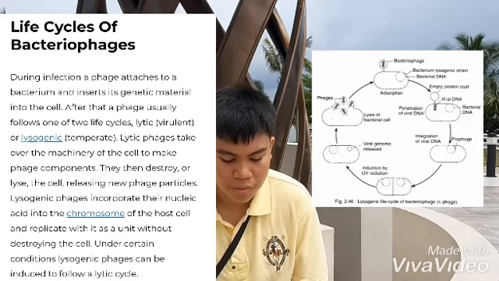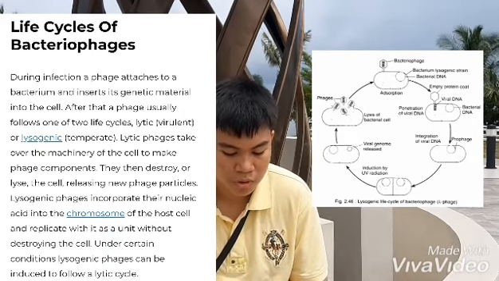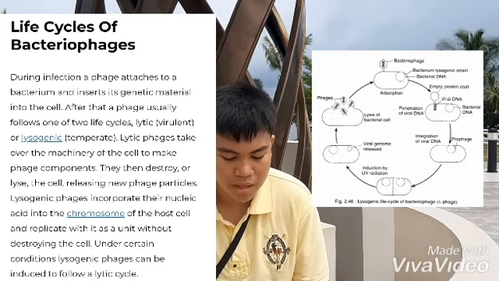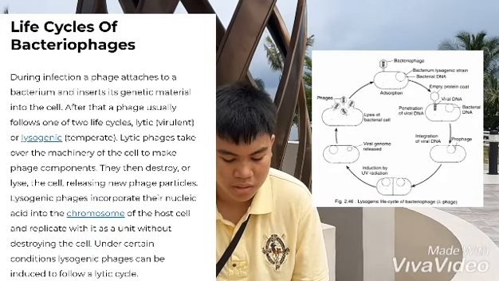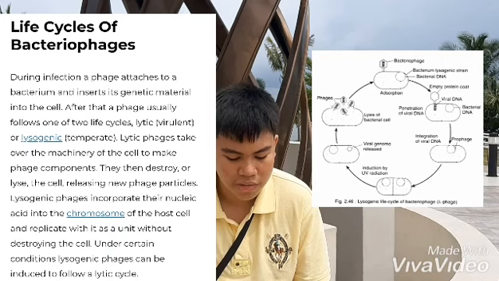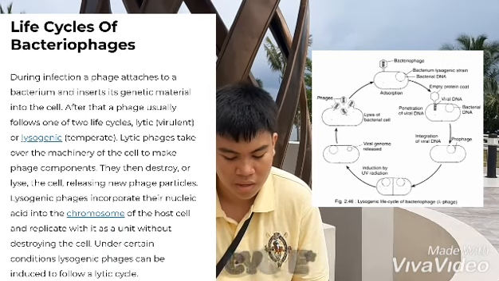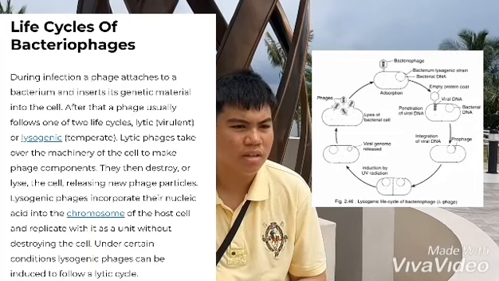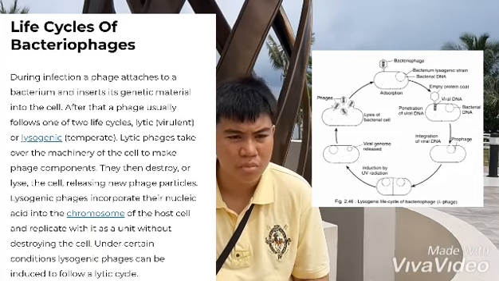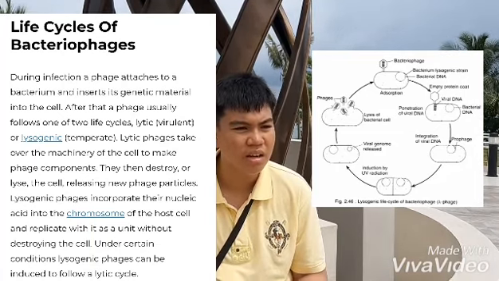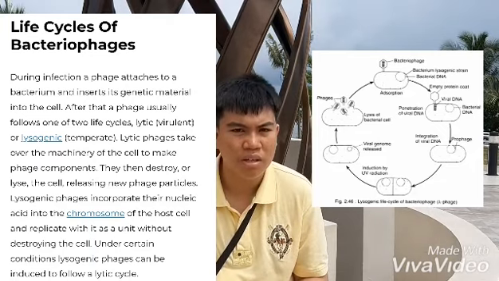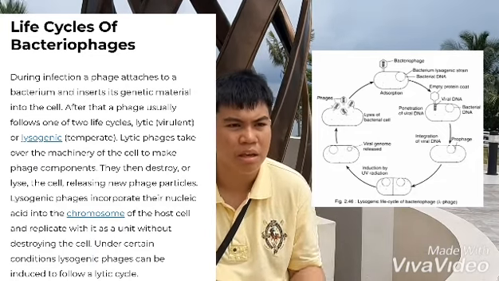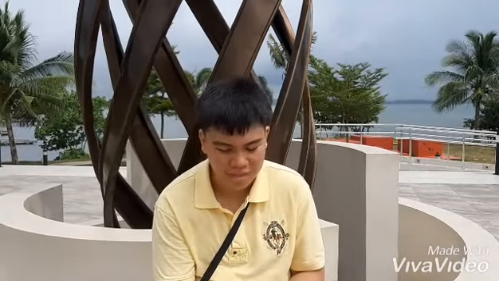Lysogenic phages incorporate their nucleic acid into the chromosome of the host cell and replicate it as a unit without destroying the cell. Under certain conditions, lysogenic phages can be induced to follow a lytic cycle. So basically, in the lysogenic cycle they insert their genetic material into the chromosome of the cell, but instead of bursting out or destroying the cell, it won't destroy the cell, but then it may also follow the lytic cycle again. So there's a chance it may burst out of the cell.